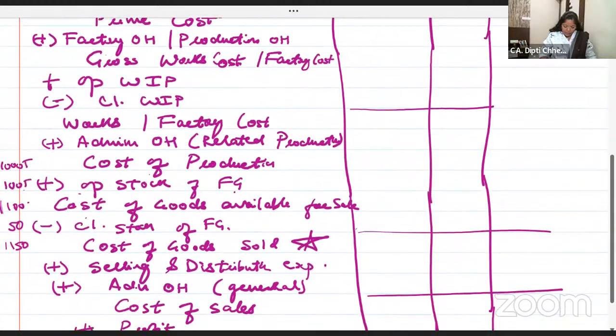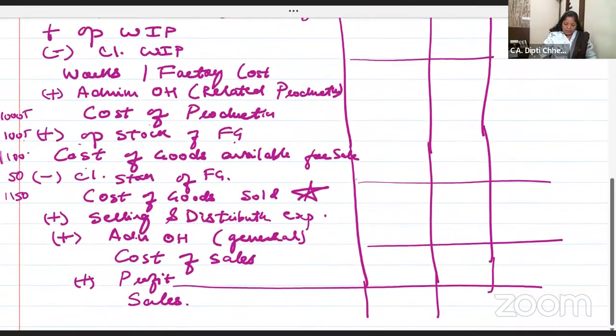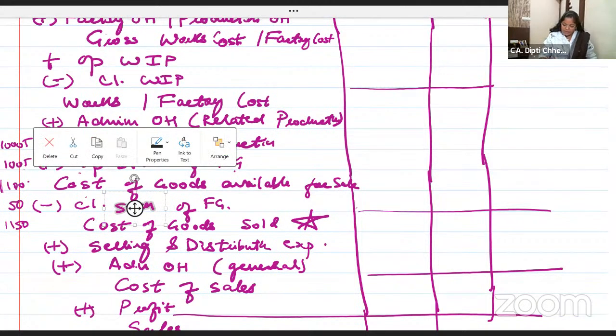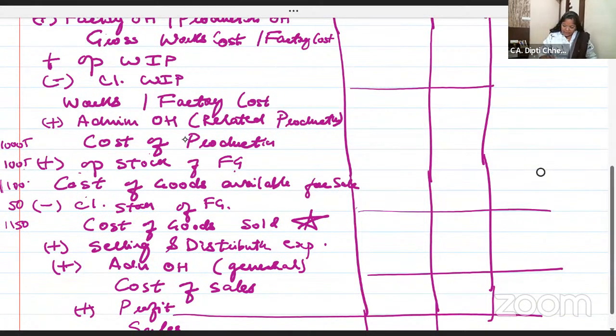Add opening work in progress minus closing work in progress, you get the factory cost, right? Okay. And then after the factory cost comes your administrative overhead. If it is related to production or nothing is given, you can take it here. You will get the cost of the production. Add opening stock of finished goods, you get cost of the goods available for sale.